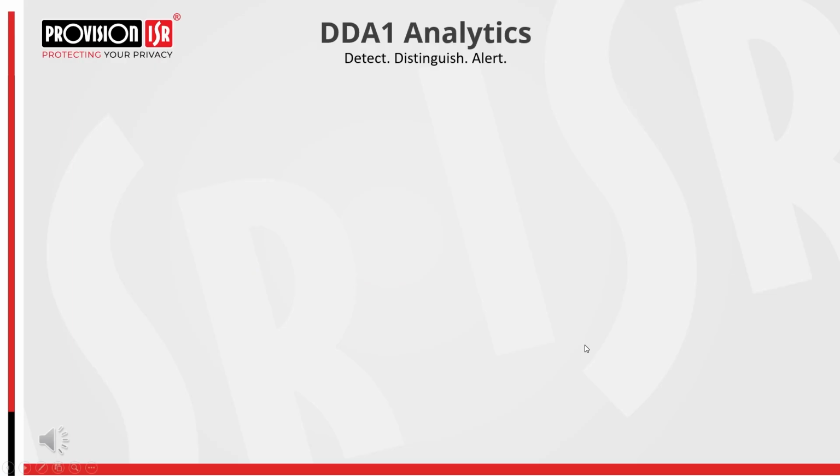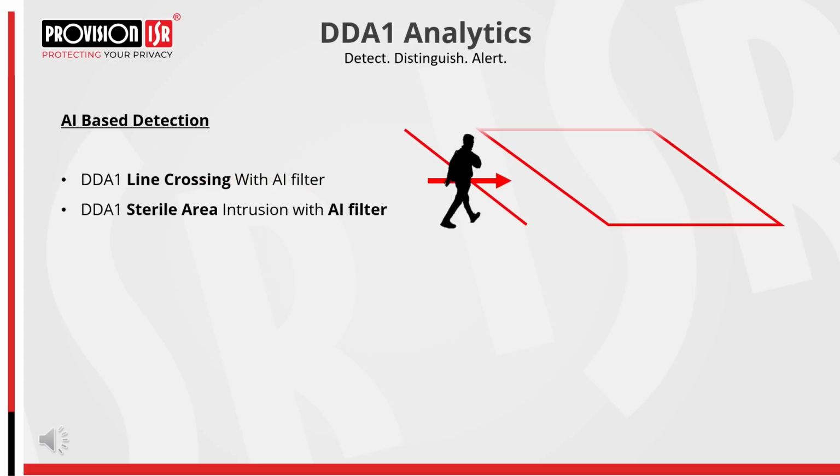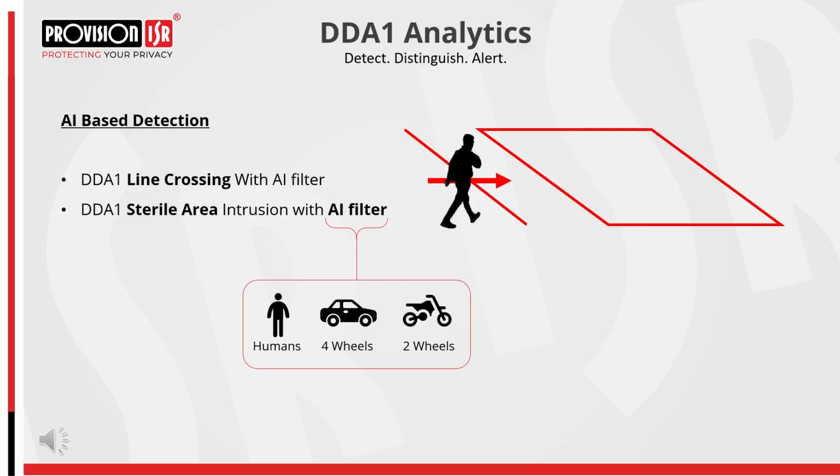Let's begin with the first type of analytics, line crossing and sterile area. We refer to this category as DDA1, which stands for Detect, Distinguish, and Alert. This type of analytics uses AI-based pattern recognition to detect motion from three categories of objects: humans, four-wheel vehicles, and two-wheel vehicles, such as motorcycles and bicycles.